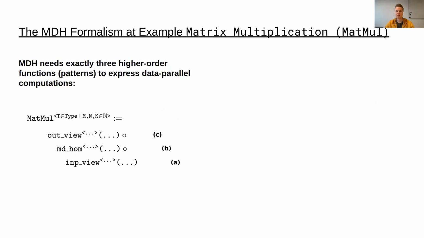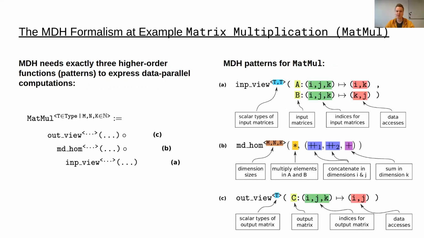Let's start with a high-level overview of the MDH formalism, and I won't dive into too much detail here because of time reasons, but I'm happy to answer questions at the end. So matrix multiplication, or matmul, is conveniently expressed in MDH using exactly three higher-order functions: input view, MDHom, and out view. And just a few more details on those.